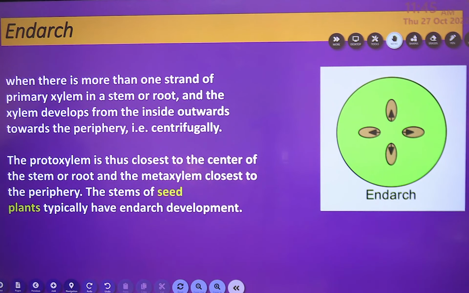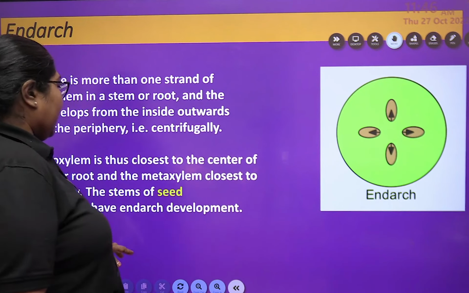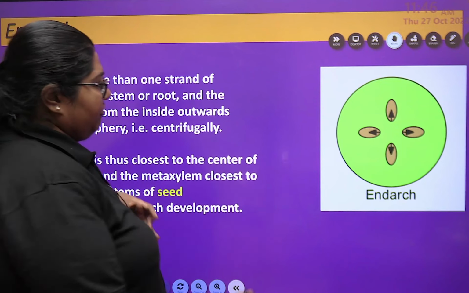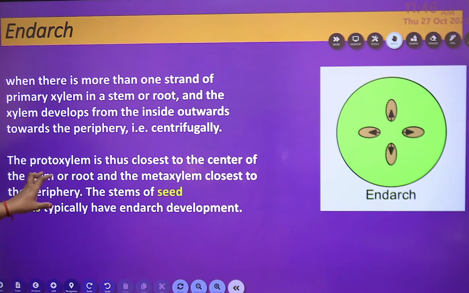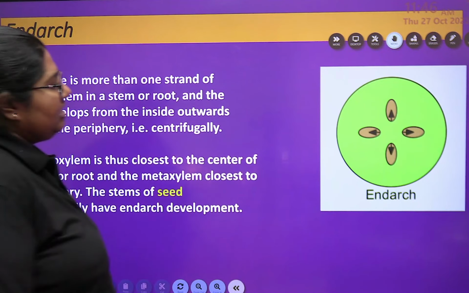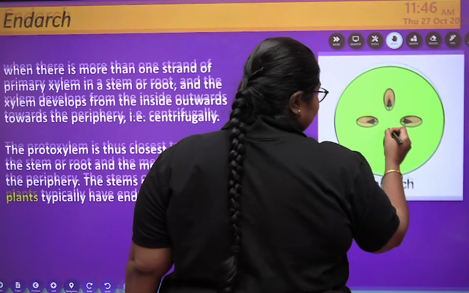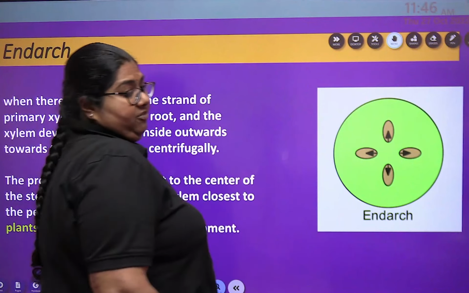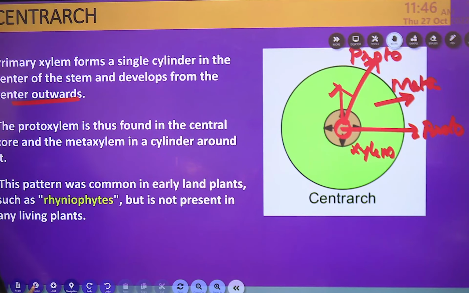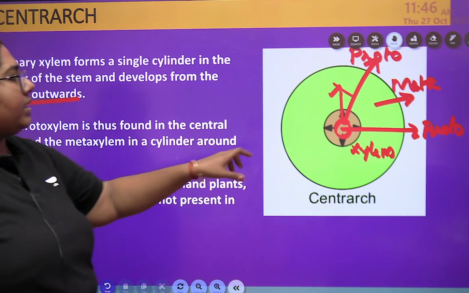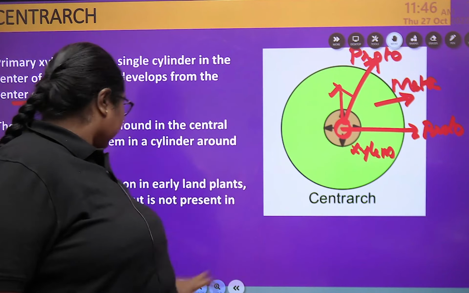Okay, and this metaxylem is close to the periphery. Can you see what happens? The metaxylem is in the periphery, and this protoxylem is close to the center. So this proto is close to the center, and this meta is in the periphery. So by seeing the image only, you can see how the differences are there. Here proto is in the center, meta is outside.